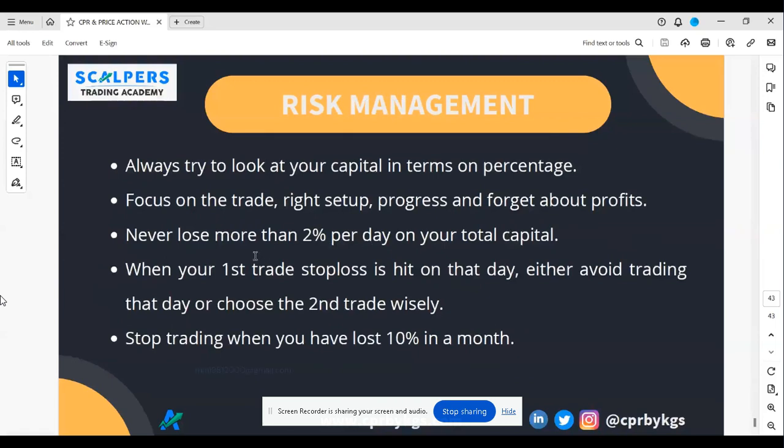This 2%, 10% will not suit if you are having a small capital. But in general, this is how we follow our risk management. We will not lose more than 2% in a single day.